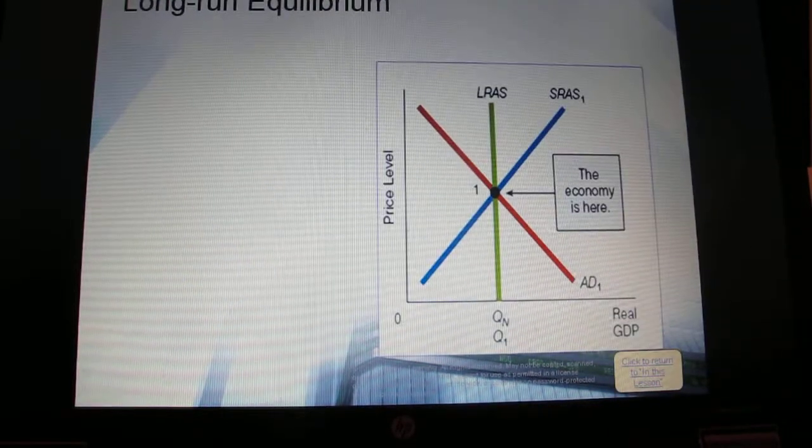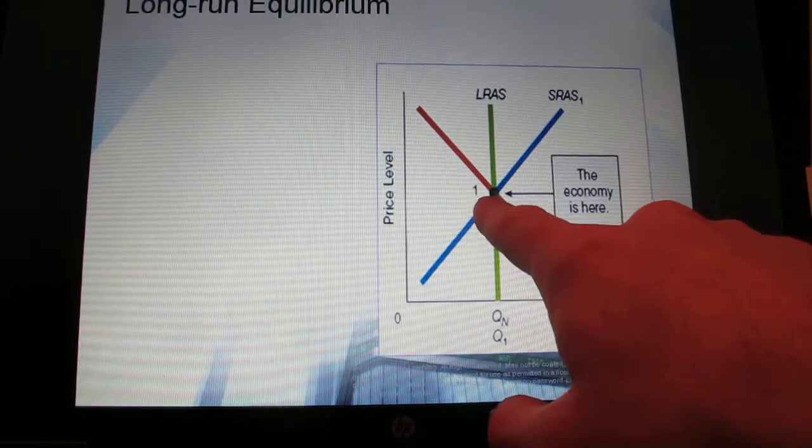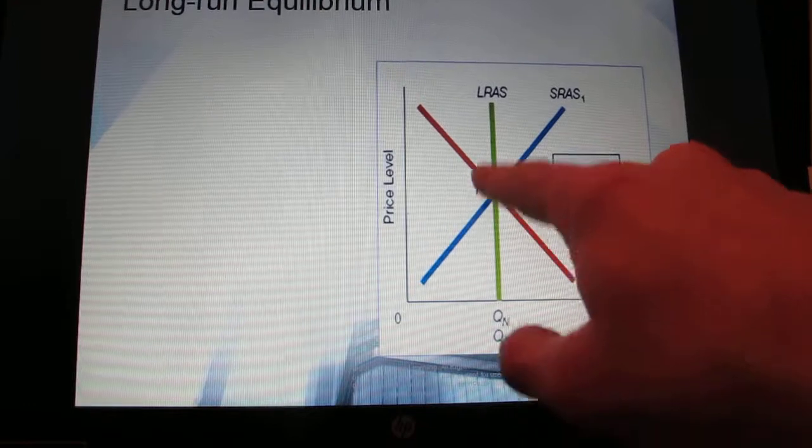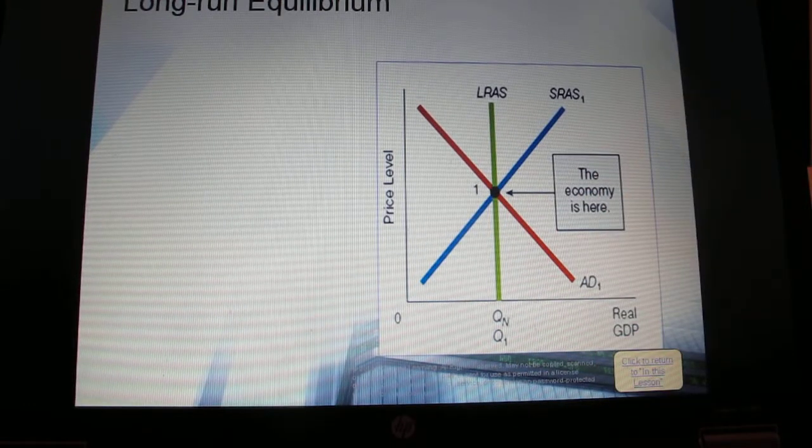Okay, you can take a look at that on your own. Oh, they do have long-run equilibrium. Here is the long-run equilibrium. It's a situation where the short-run equilibrium and the long-run equilibrium intersect.